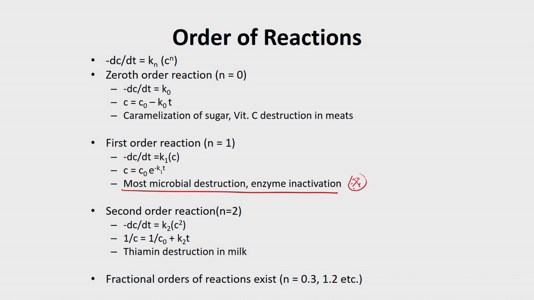For microbial destruction, what are the kinetic expressions? These both follow first order reaction. So, we would be talking extensively about C is equal to C naught e power minus K1 t. And for a second order reaction, it is 1 upon C equals 1 upon C naught plus K2 t. This is thiamine destruction in milk. So, when we talk about milk pasteurization, this is important. And fractional orders would also be possible, but we are not going into detail about that.